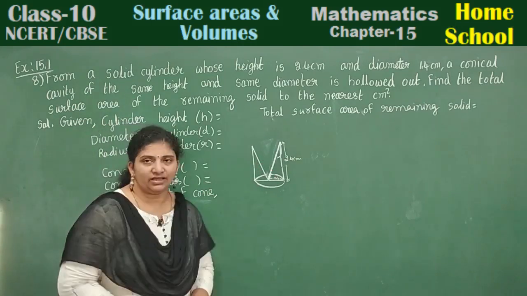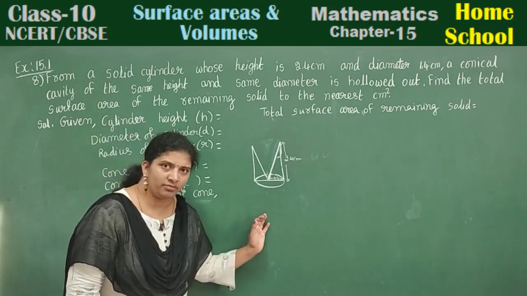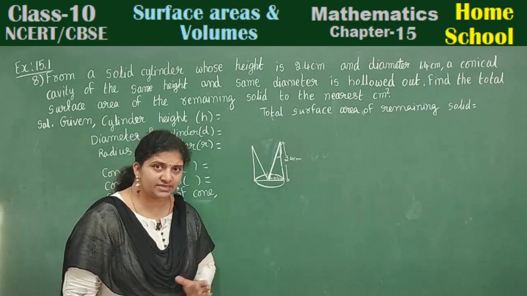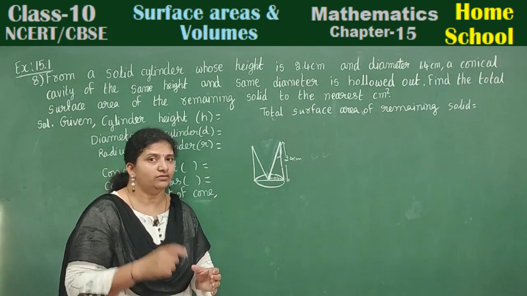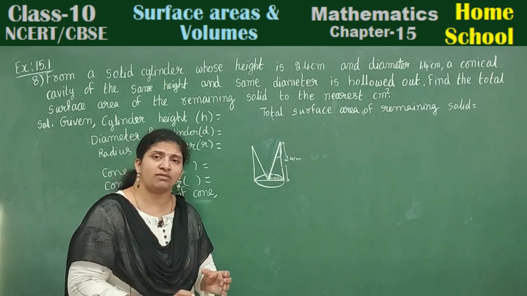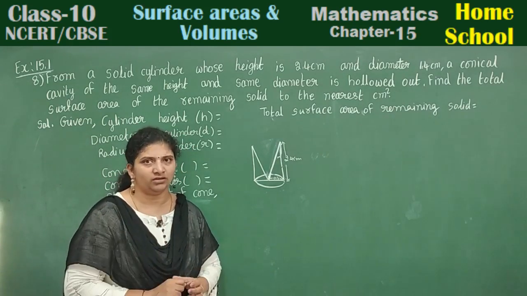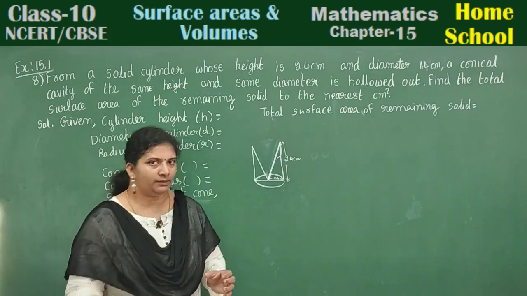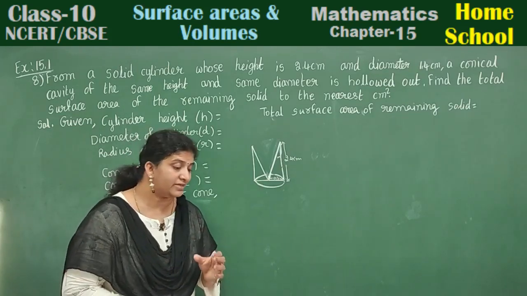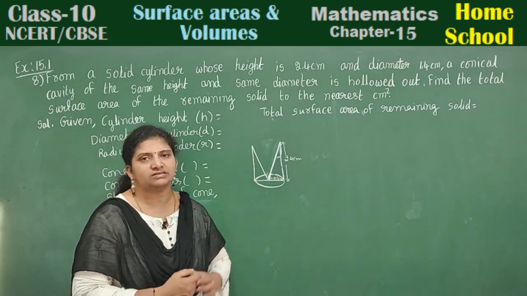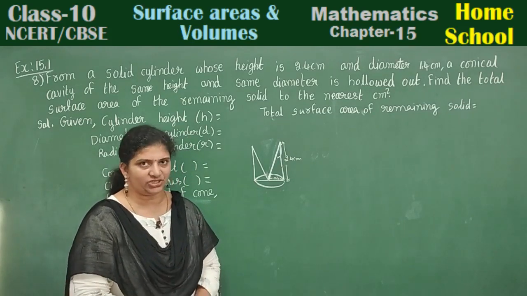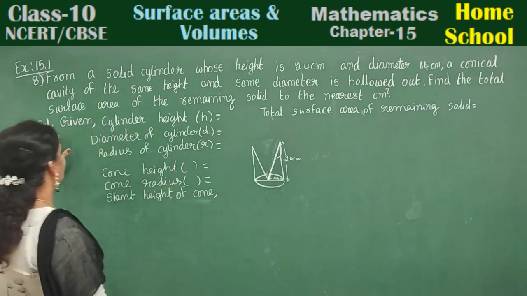Okay, let's write the given data first. Understand the problem carefully. A solid cylinder is given for you and you need to hollow a conical shape which is having the same height and same diameter. If you remove a conical part outside, what is the remaining solid surface area? Write it to the nearest centimeter square is the question. Let's start with the solution.